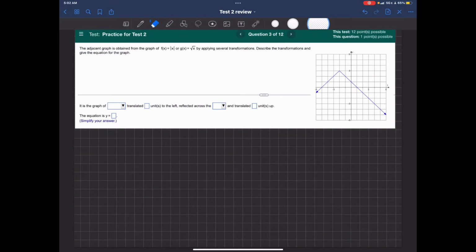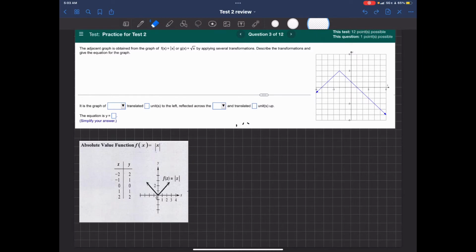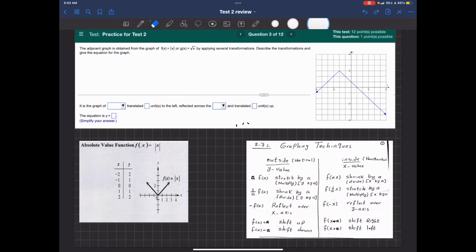The adjacent graph is obtained from the graph of f of x equals absolute value of x, or g of x equals the square root of x, by applying several transformations. Describe the transformations and give the equation of the graph. Okay, so the first thing I want to recall is that the absolute value function is a V, so our function is an upside down V. That means I had some sort of reflection. If you're not familiar with the techniques, here's the table that you were given in class. So let's go ahead and answer this.